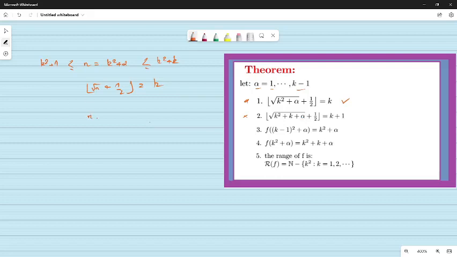Just pose n equals k squared plus k plus alpha, which is less than k squared plus 2k because alpha is less than k, and greater than k squared plus k plus 1 because alpha is greater than 1. And then we are in the third case we have seen before. This implies that the integral part of square root of n plus 1/2 equals k plus 1.